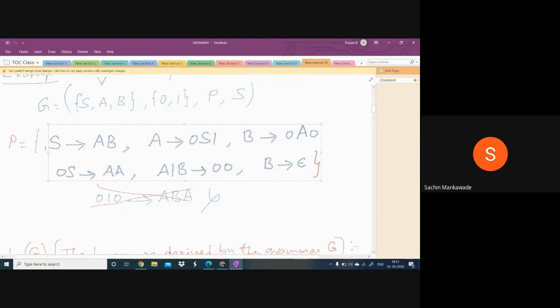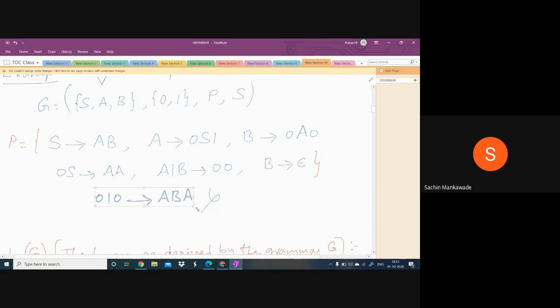Look at this first production. S is a non-terminal. This A is a non-terminal. B is a non-terminal. In this 0S, S is a non-terminal. Here A, 1, B. Here we have A and B non-terminals. And this B to epsilon, it is also a non-terminal. But if you see this, here 010 derives ABA. Here in this production, on the left side of the arrow, there is no symbol from this V. There is no non-terminal, either S or A or B. None of them is present in the left side of the arrow in this production 010. So that is the reason this is not at all a valid production.